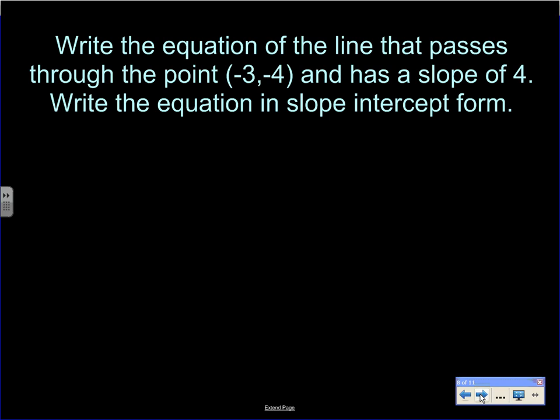All right, we have a couple more slides left here. Why don't you try and work on this one on your own, and then you can check your solution with my worked out solution here. It's got to pass through the point (-3, -4), have a slope of 4, and it should be written in slope-intercept form. Go ahead and pause the video and check your solution.